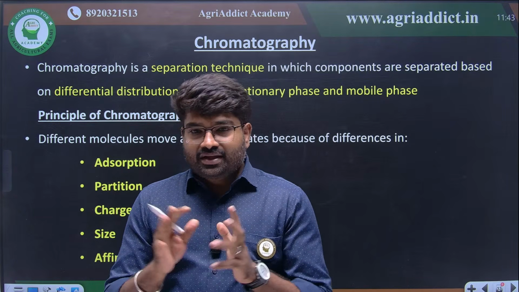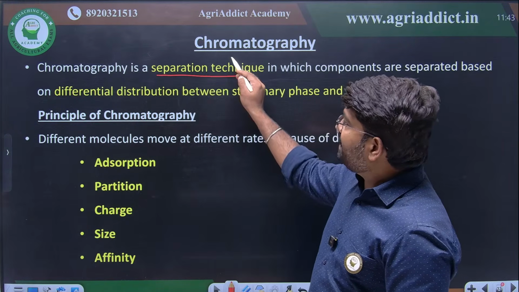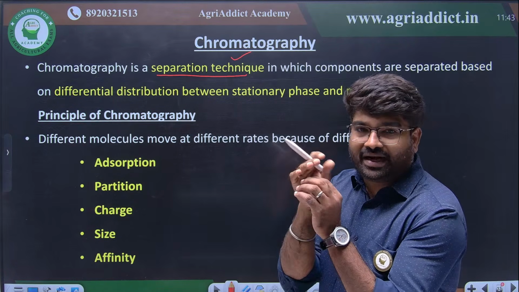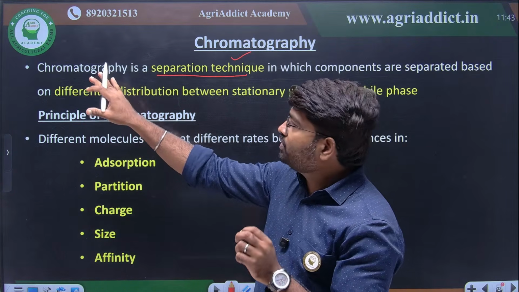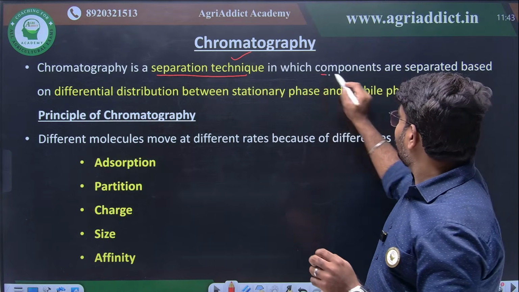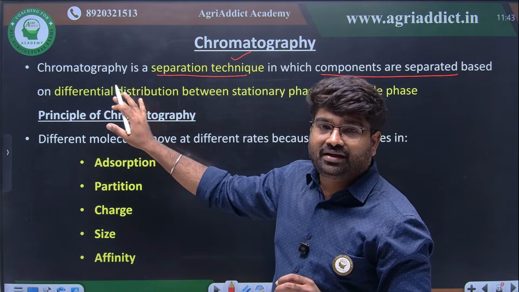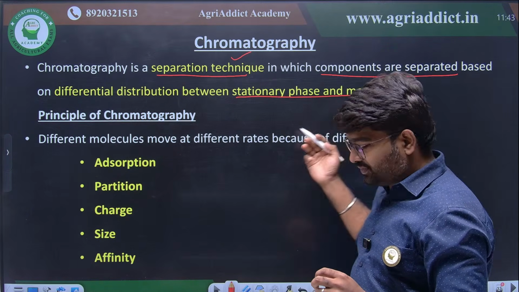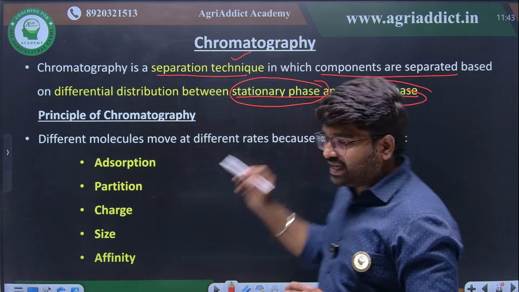See, the basic principle of chromatography is that it's a separation technique. If I have different molecules and I want to separate a particular analyte from them, I can use chromatography. So chromatography is a separation technique in which components are separated based on differential distribution between stationary phase and mobile phase. First, we have to know what is meant by stationary phase and what is meant by mobile phase.